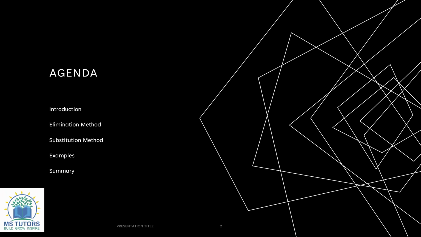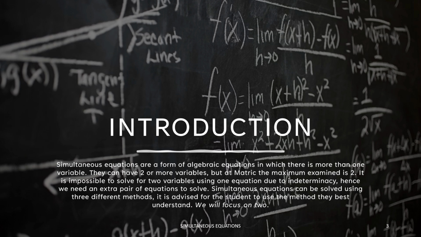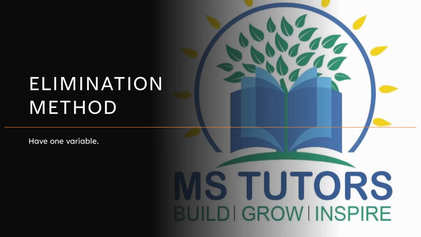When we're looking at simultaneous equations, we'll focus on two methods, the elimination method as well as the substitution method. Simultaneous equations help us solve for more than one variable in a particular set of questions or equations. Especially in our CAPS curriculum, we're only dealing with a maximum of two variables in an equation. The first method we'll look into is the elimination method. The goal for the first method is to have one variable.